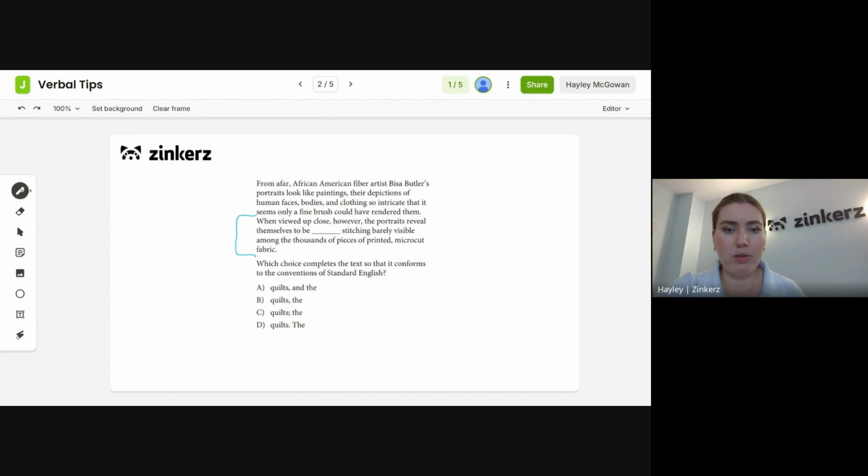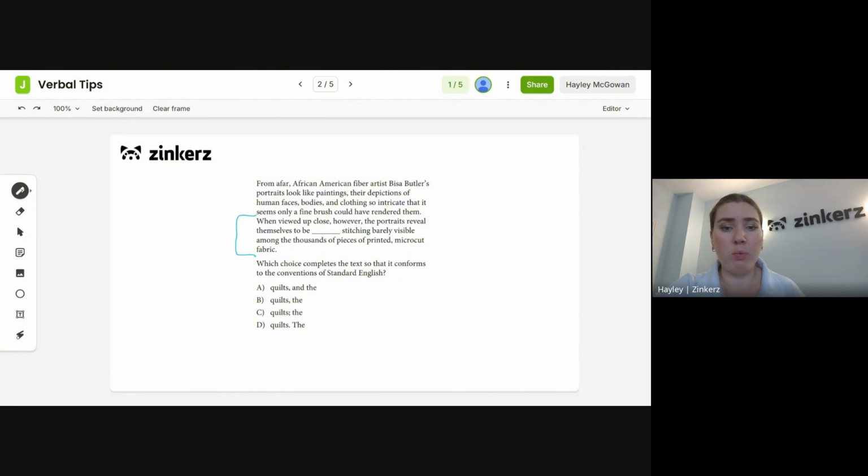So we have, "When viewed up close, however, the portraits reveal themselves to be blank, so quilts, the stitching barely visible among the thousands of pieces of printed microcut fabric." So there's kind of a lot going on in this sentence. There's a lot of commas already. We might be a little bit overwhelmed, but we're just looking to the left side of the blank first to figure out our type of clause there.